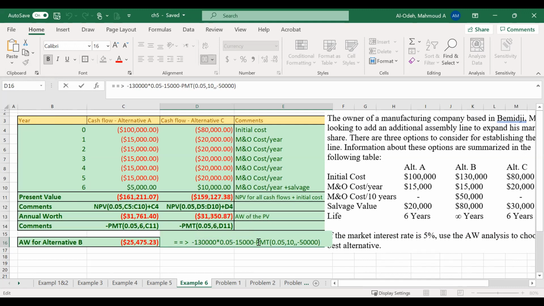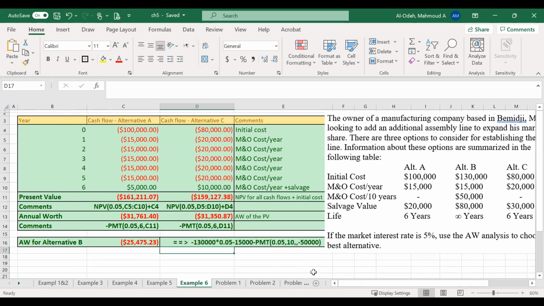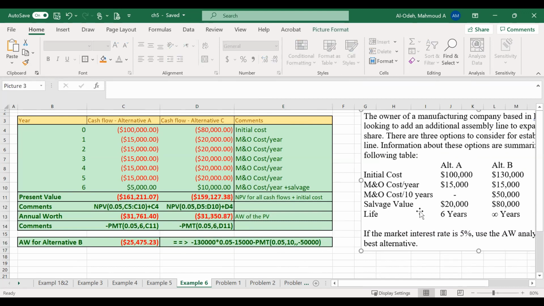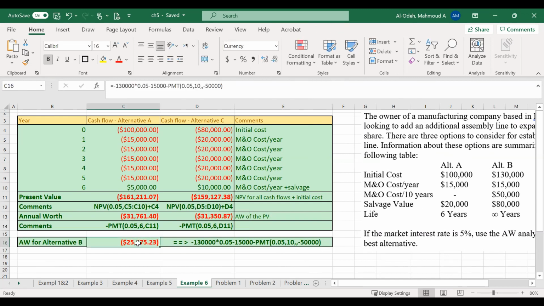Now for the cost that happens every 10 years, we need to use the PMT function because this is a future value number. So we need to use 5%, 10 years, and $50,000. And that will give you a 25,000. And therefore, now we have to write a short sentence saying which alternative we should select. And alternative B, as you see, has the highest annual worth, and therefore we should select alternative B. As you see, this is the least expensive alternative.